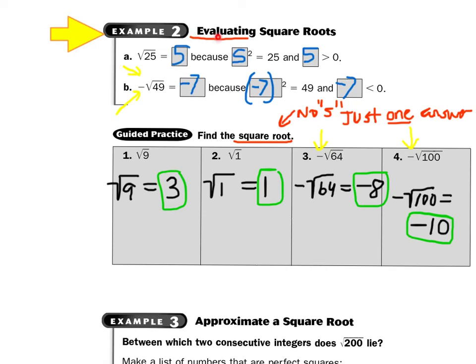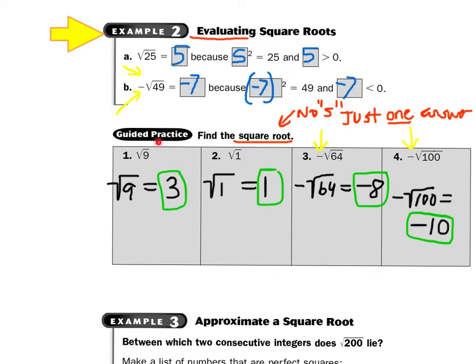Now when it says evaluating, they just want one simple answer, okay? So take a look at A. The square root of 25 is 5. Now I know they want the positive answer because see in front there is no negative symbol. That means they want the positive answer. They want 5. But take a look at B. See this negative in front? That means they want the negative answer. So the opposite of the square root of 49 would be the negative answer, negative 7. And we know this because negative 7 to the second power is 49.